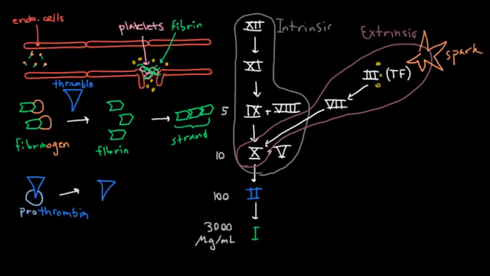activates 7, which activates a little 10, so you get a shot, a spark that shoots down this way and activates a little bit of 10, and then 10 will activate a little bit of thrombin, and then thrombin will get the intrinsic workhorse going.